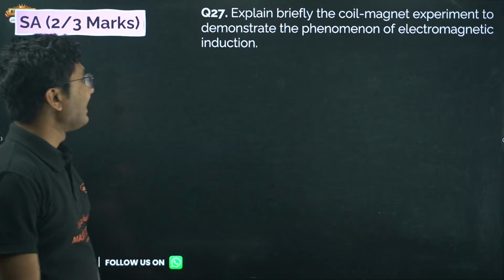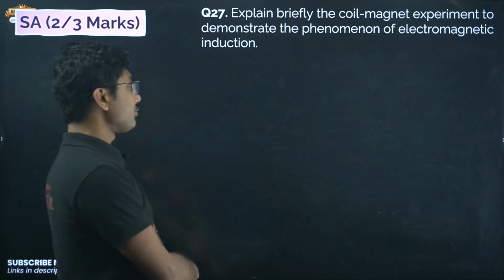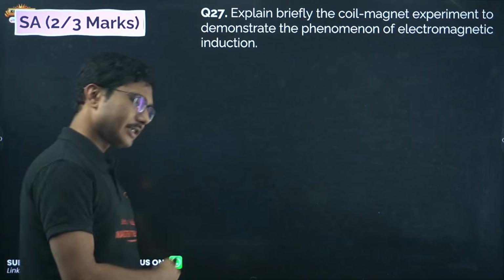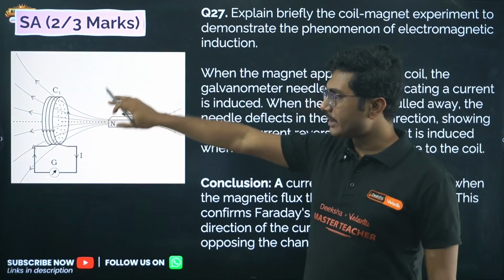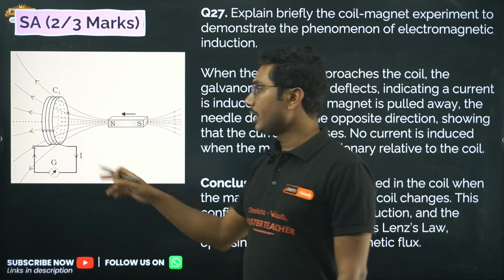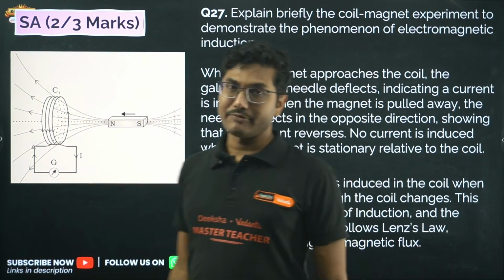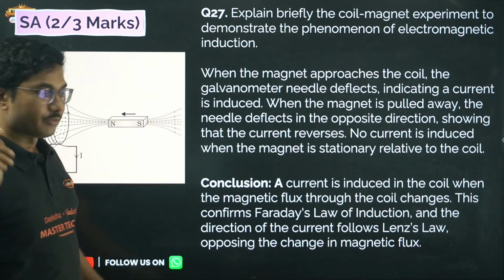Next, explain briefly the coil-magnet experiment to demonstrate the phenomenon of electromagnetic induction. This question also has come in the past. In this case, the diagram is compulsory, where you draw a coil, a magnet moving towards the coil, and a galvanometer showing some deflection. Magnetic field lines also have to be shown properly.